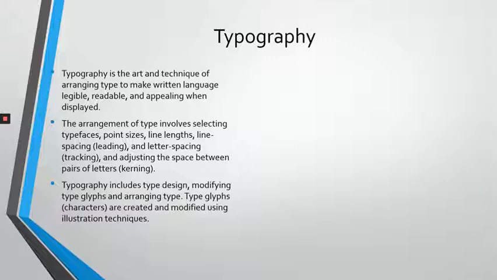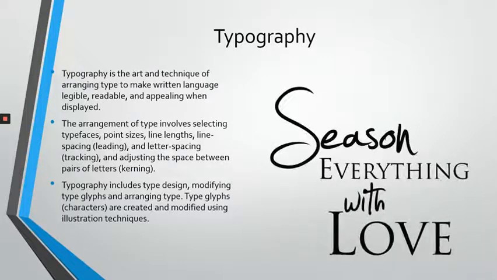Let's look at some examples of typography real quick. Season everything with love. We have two different fonts here. Season and with are one font, and everything and love are two other fonts. We have some uppercase, some lowercase. Some letters are bigger than others. This word here is bold. Typography is putting it in a way that's appealing yet legible. That's it, guys. It's simple. It looks nice, you can still read it very well, and it gives a little more oomph.